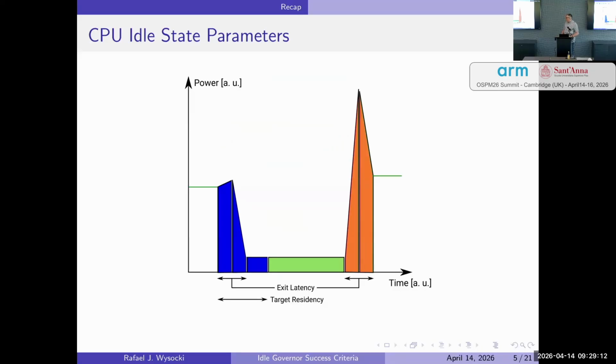So this is one parameter, and the other is the target residency, which is the minimum time to stay in that state, or minimum time to spend after entering it, so that any energy is saved. Because if the target residency is missed, then an attempt to enter the state is actually a waste of energy. It's not a gain.